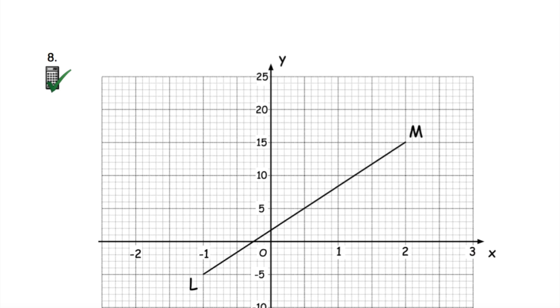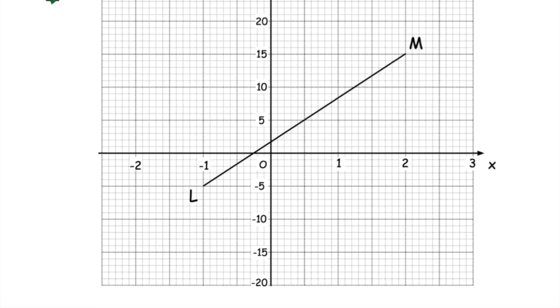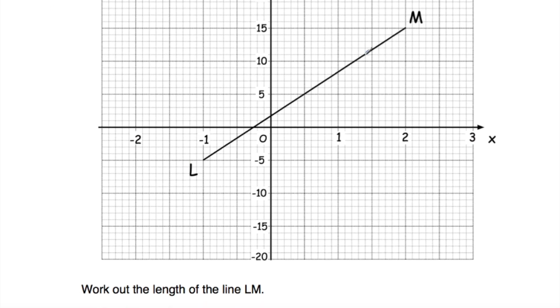But this one here, if we have a look at our scales, we've been asked to work out the length of LM, so we want to find the length of that line. And if we have a look here, each one of the little squares isn't 1. Here, from here to here is 1, from here to here is 1, and so on. And likewise going up, actually each one of the little squares is 1. So 1, 2, 3, 4, 5, 1, 2, 3, 4, 5, and so on.